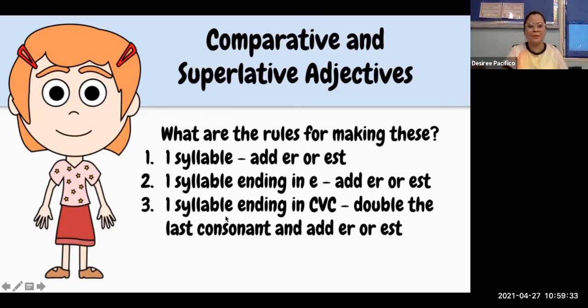Now, one syllable ending in CVC. What is CVC, Miss Desiree? CVC is consonant, vowel, consonant. Example, cat. Consonant C, vowel A, and consonant T, but that is a noun.